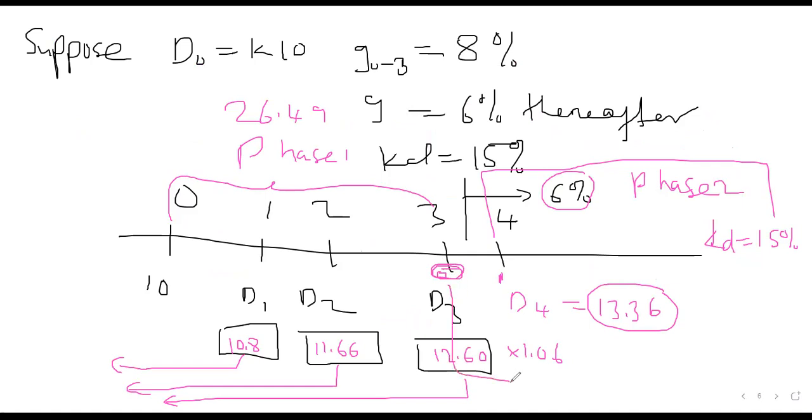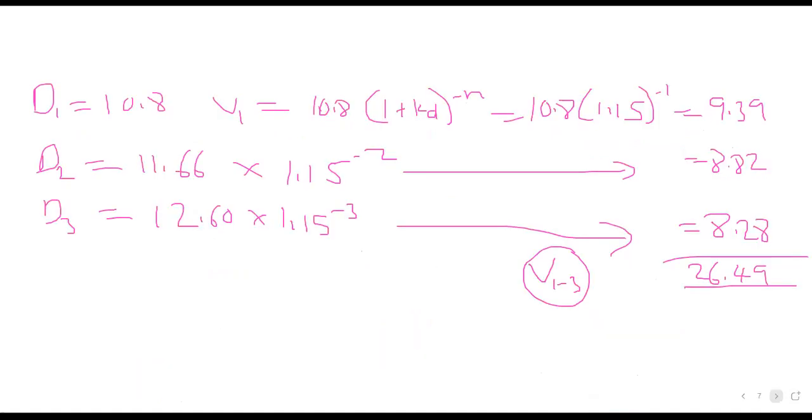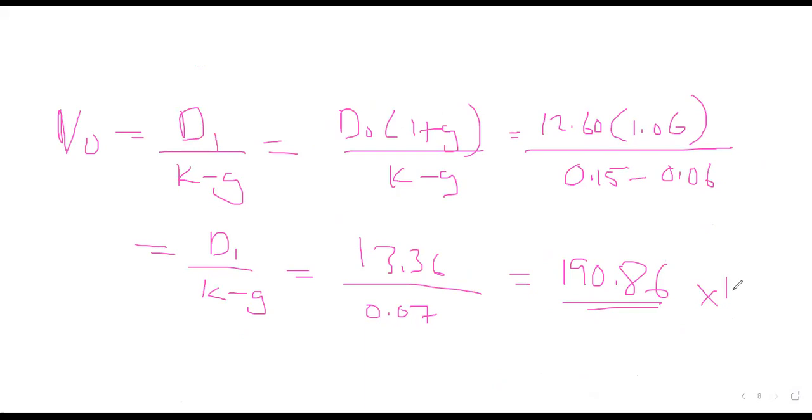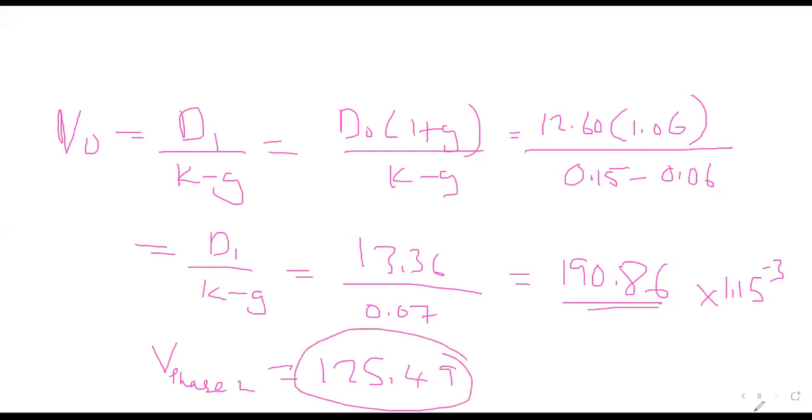So at this point, we're going to have 190.86. So we need to calculate this value to now. So we need to discount it 3 years backward. The way we're doing with these figures are to calculate the value of stock now. So this now makes us multiply this one by 1.15 to the power -3. So meaning the value of stock for phase 2 will be 125.49.